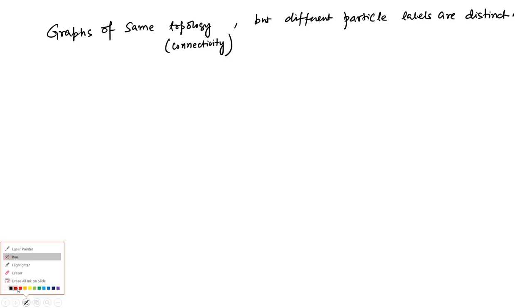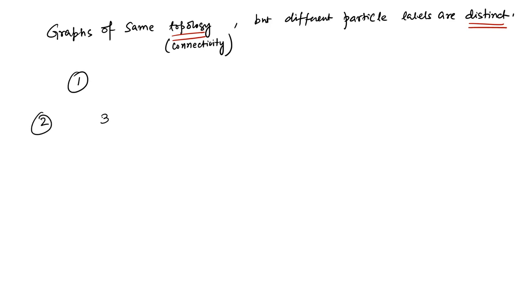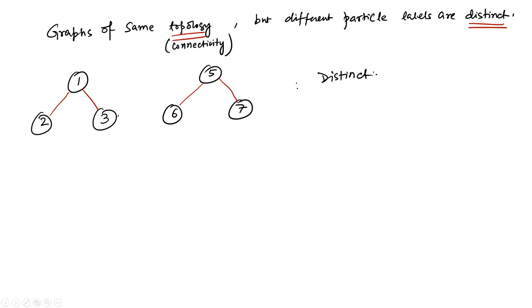Okay, what I mean is the following. Let me underline this, and this one is underlined too. What is meant by that is the following: if you have a 1 and a 2 and a 3, and we have a 5 and a 6, and a 7, say for example, or 8, doesn't matter. These connections that you have, these are 3 particle graphs, but they are distinct. So these are distinct, and because they are distinct, they have to be counted separately.